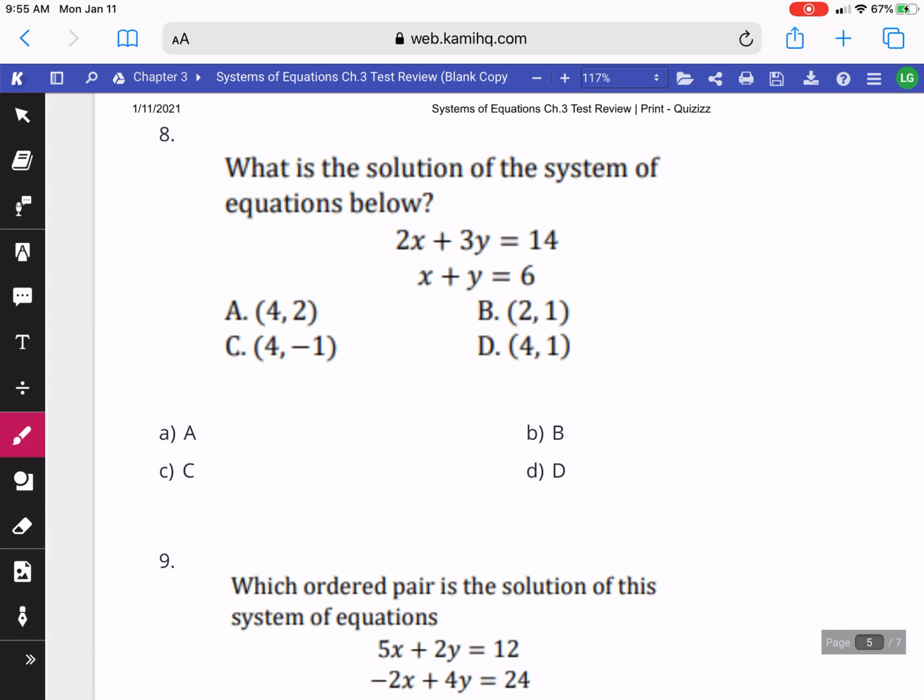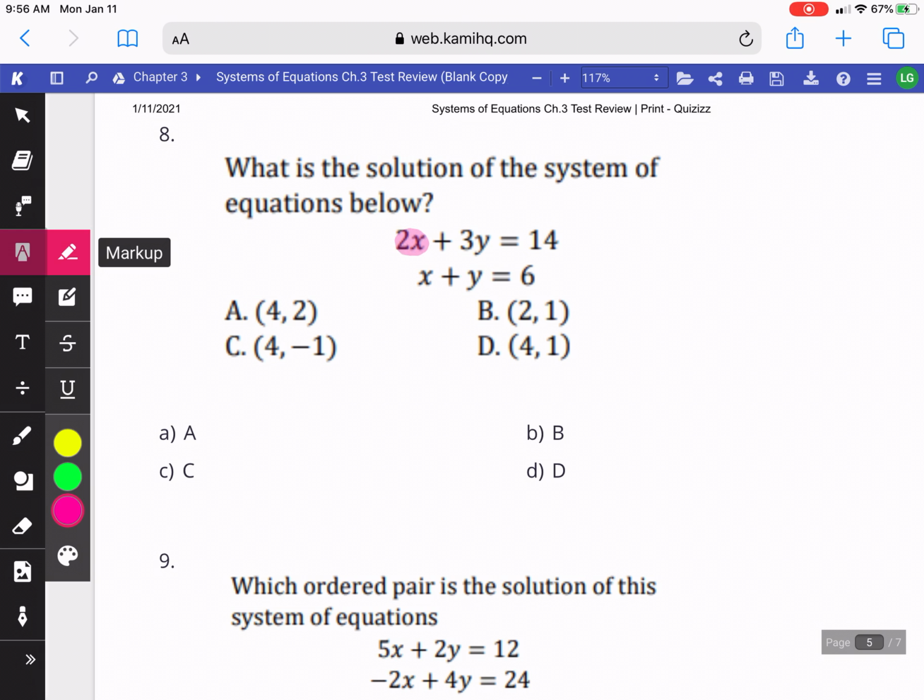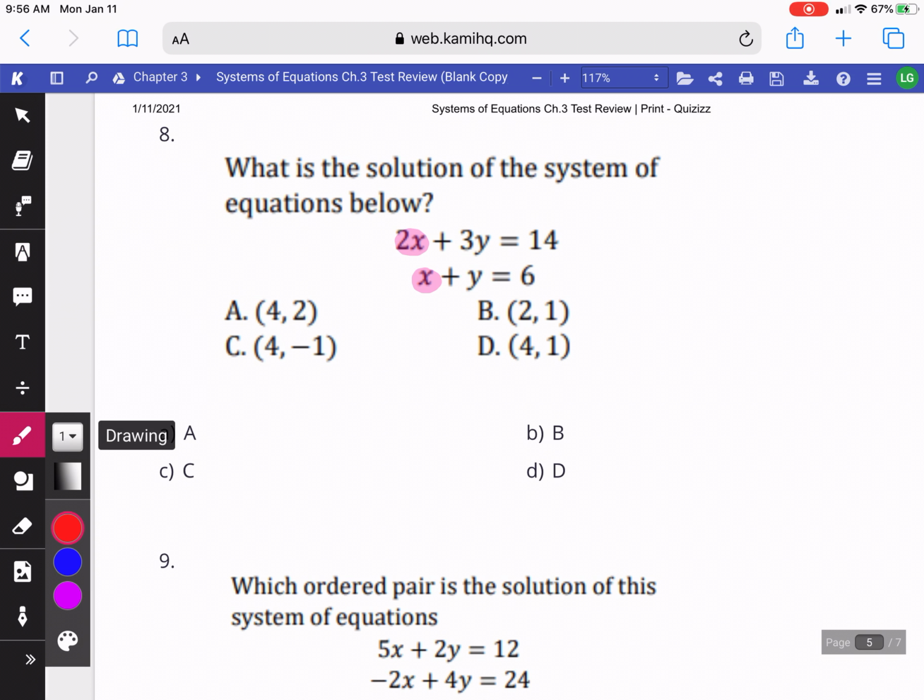My next problem wants the solution. Here, none of the variables have the same coefficient, so we're going to have to use multiplication. We can use the x's here. This is 2x. I can make my second equation also be 2x if I multiply everything by 2. So 2 times 1x is 2x, 2 times 1y is 2y, and 2 times 6 is 12.